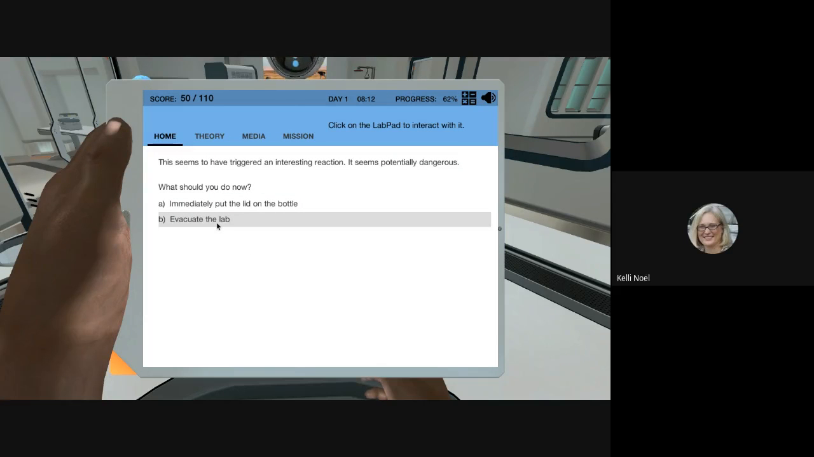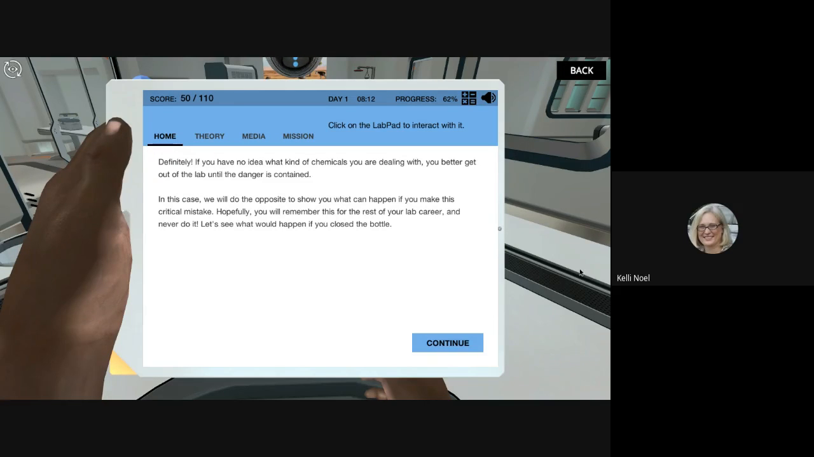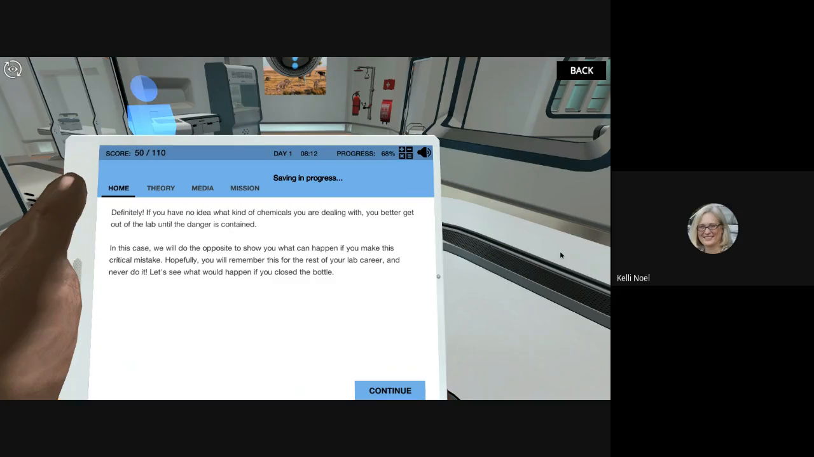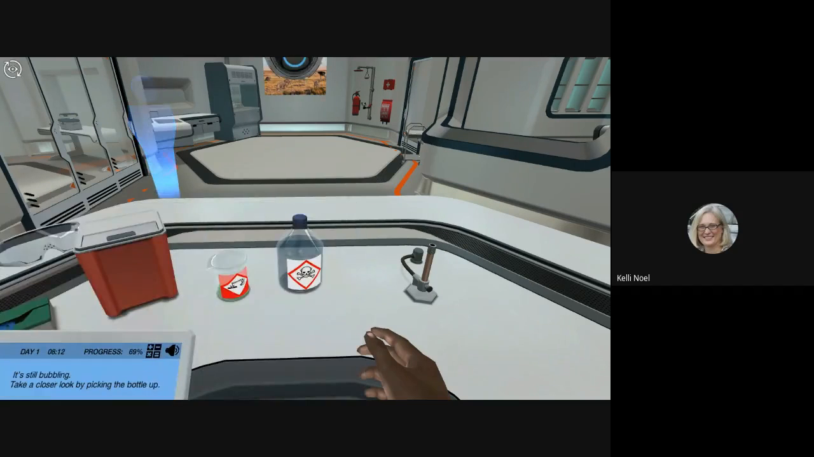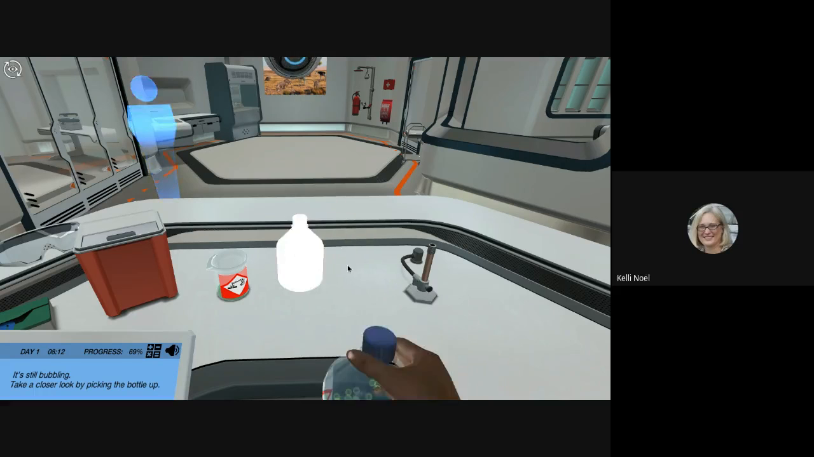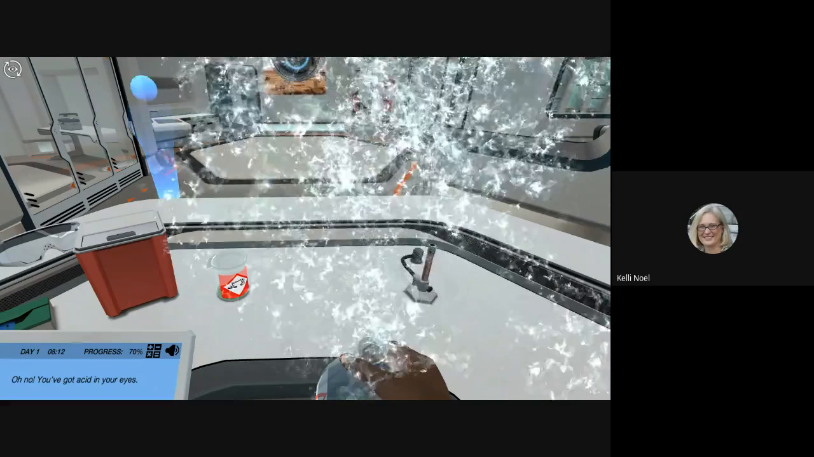It seems potentially dangerous. Definitely, if you have no idea what kind of chemicals you are dealing with, you better get out of the lab until the danger is contained. In this case, we will do the opposite to show you what can happen if you make this critical mistake. Hopefully, you will remember this for the rest of your lab career, and never do it. Let's see what would happen if you close the bottle.